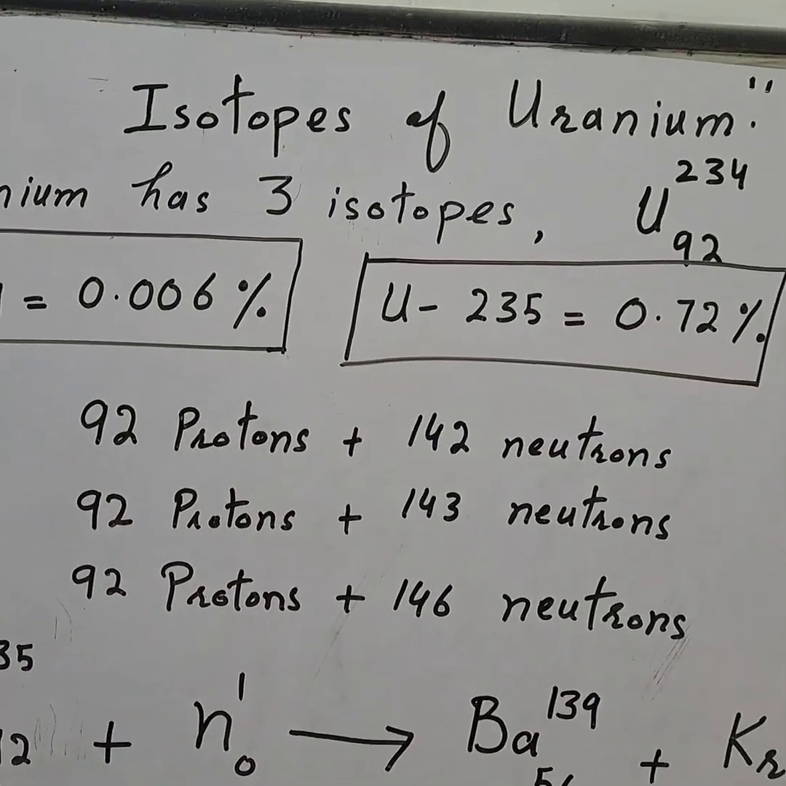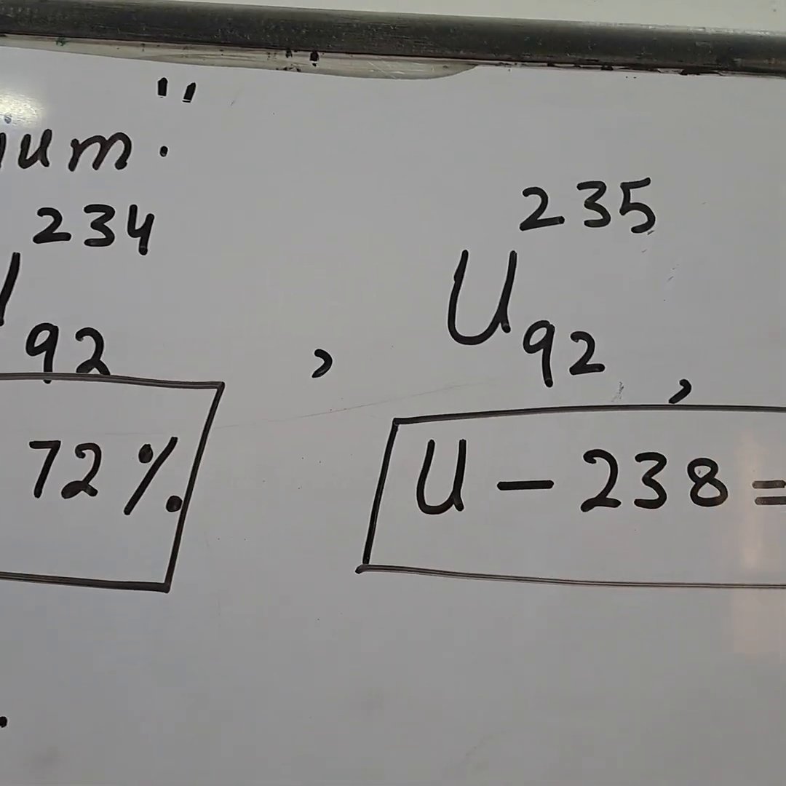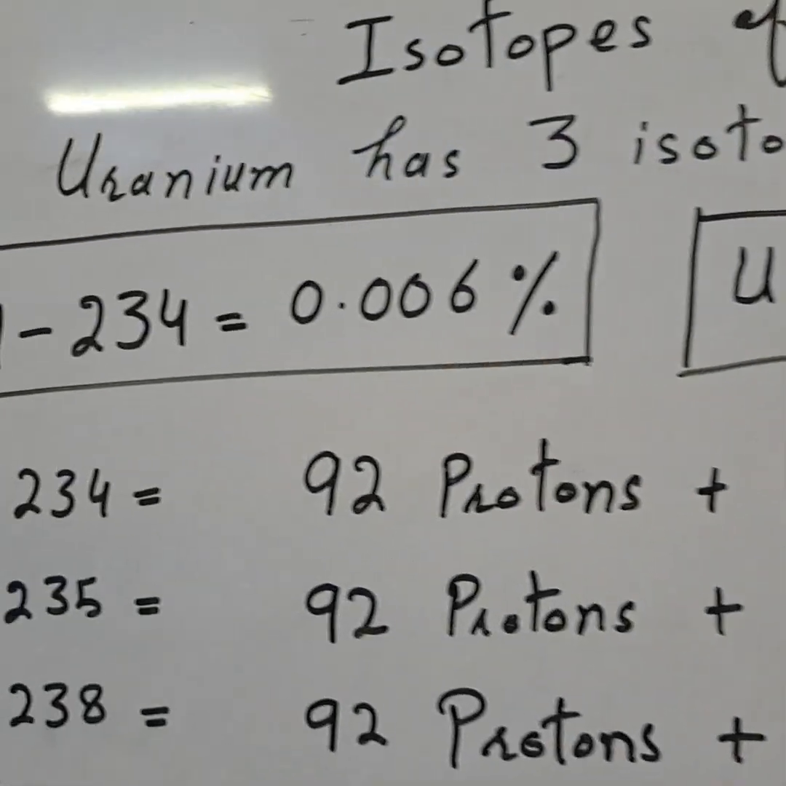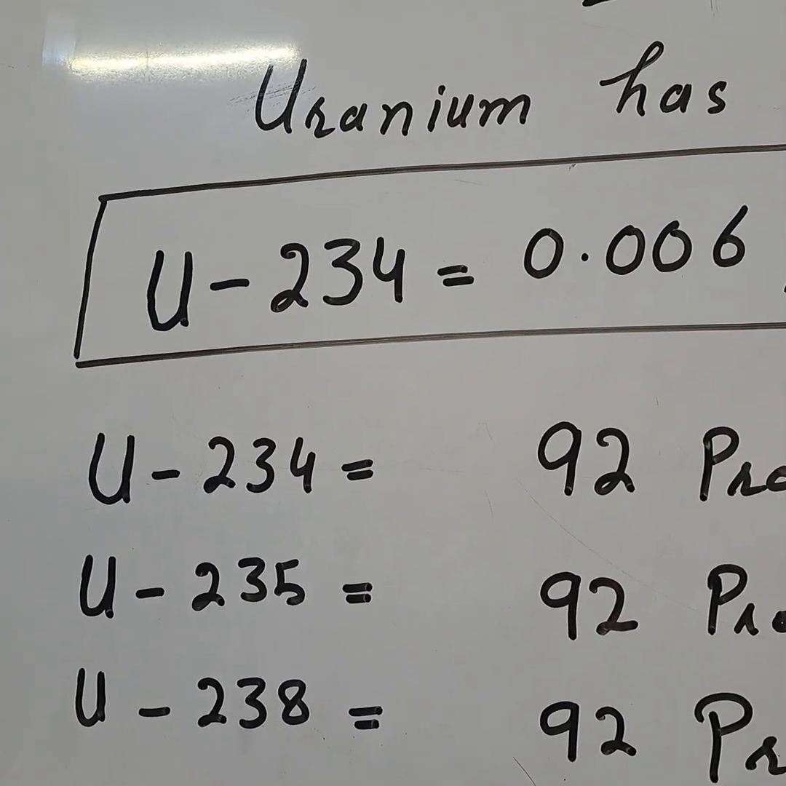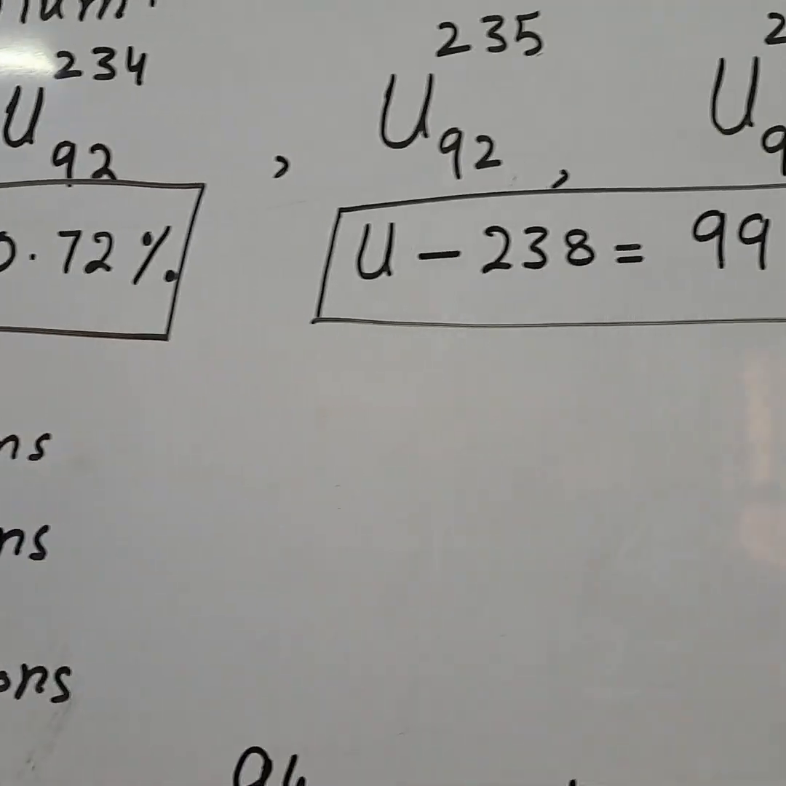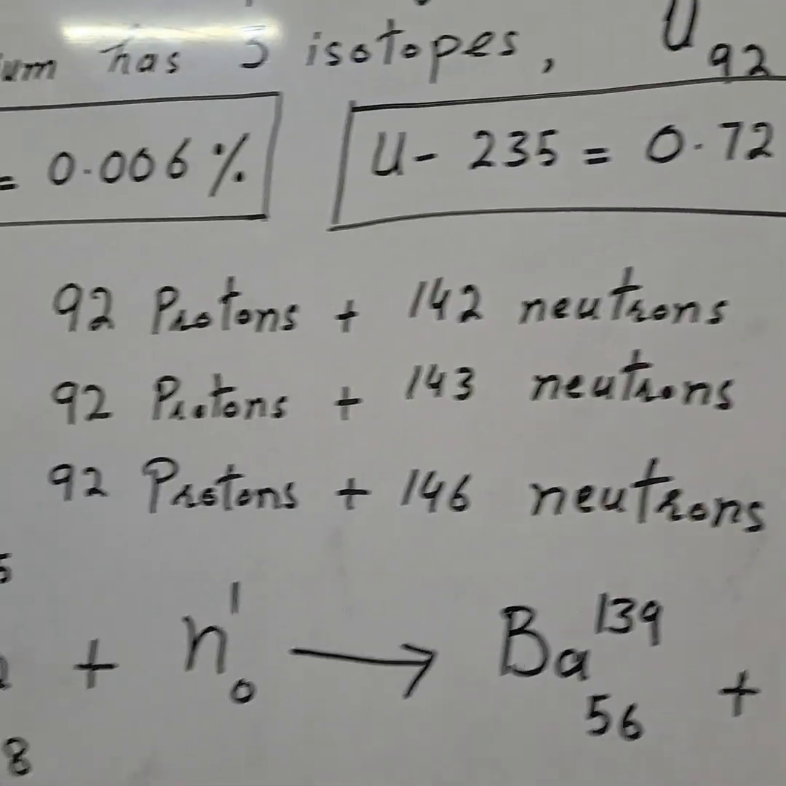Now see the isotopes of uranium. Uranium has 3 isotopes: uranium 234, uranium 235, uranium 238. Uranium 234 is present 0.006%, uranium 235 is present 0.72%, while uranium 238 is present 99.27%.